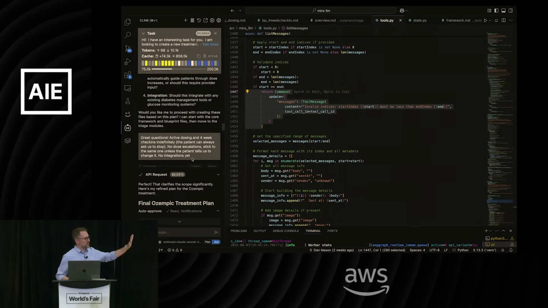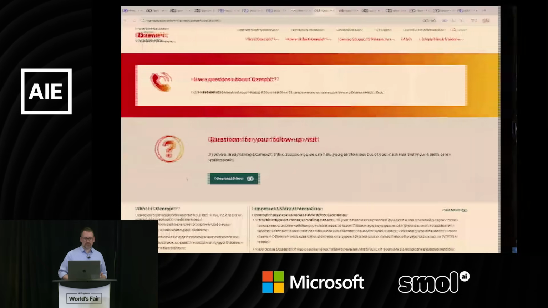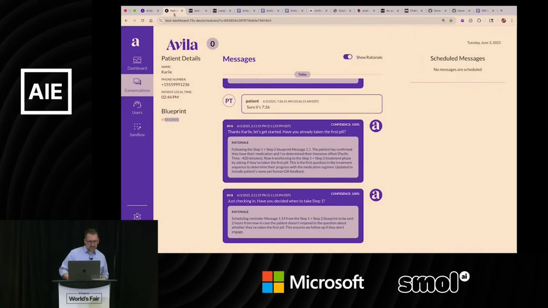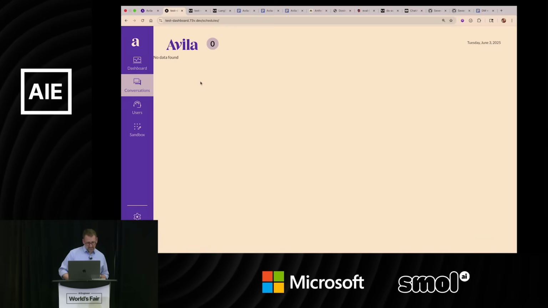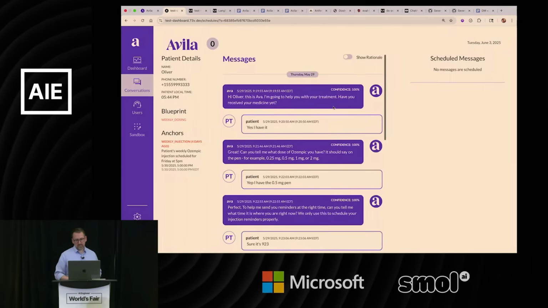So again, this is my Klein process. I use this all the time. I ended up with what I think is a pretty serviceable Ozempic treatment, which I will very quickly show you here. If I go back to these conversations, I'm pretty sure I named these people all O. So there you go, here's Oliver with Ozempic.